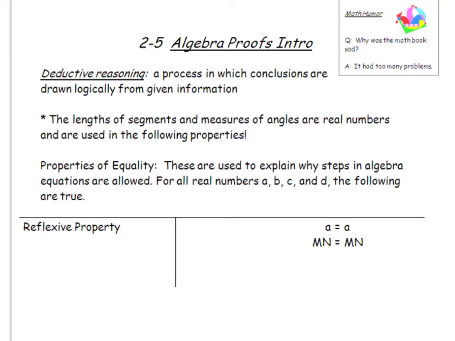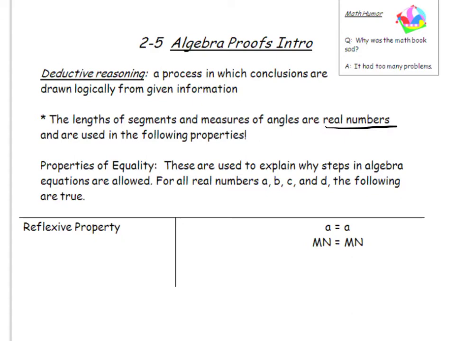So, deductive reasoning is simply a process in which conclusions are drawn logically from the given information. So, if something happens, then logically this is the result of it. The lengths of segments and the measures of angles are going to be real numbers in this case, and all of these are going to be used in the following properties.